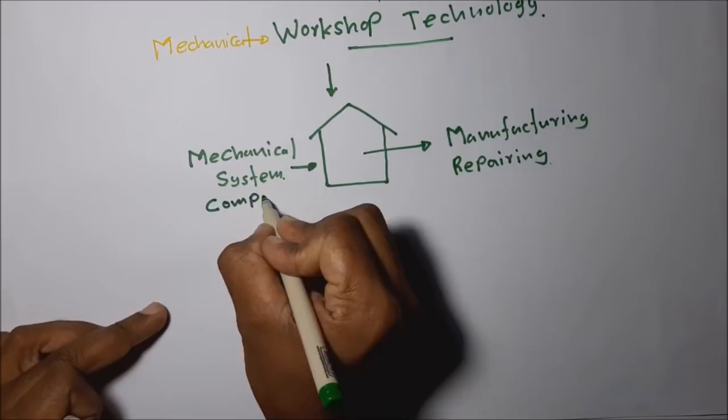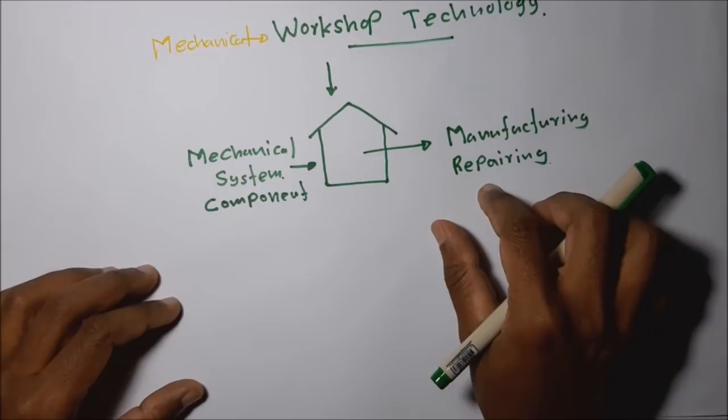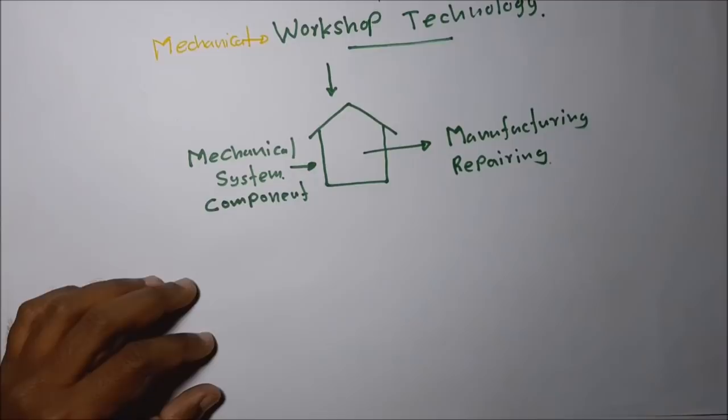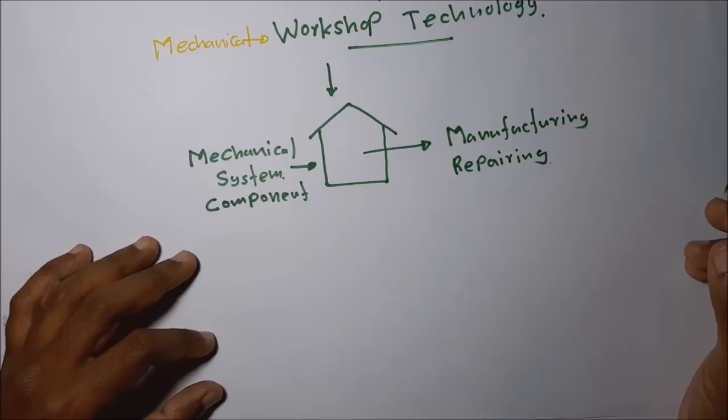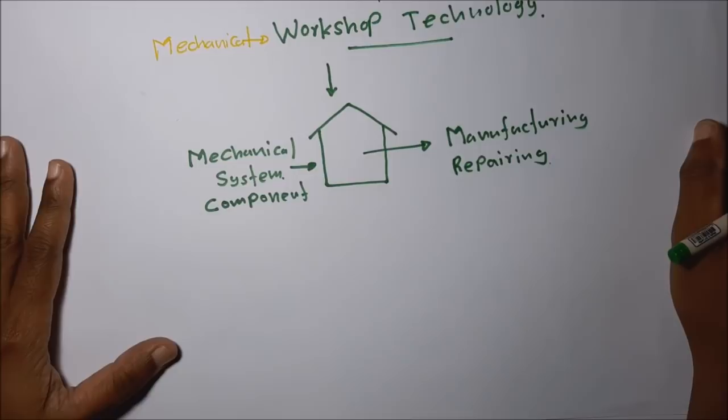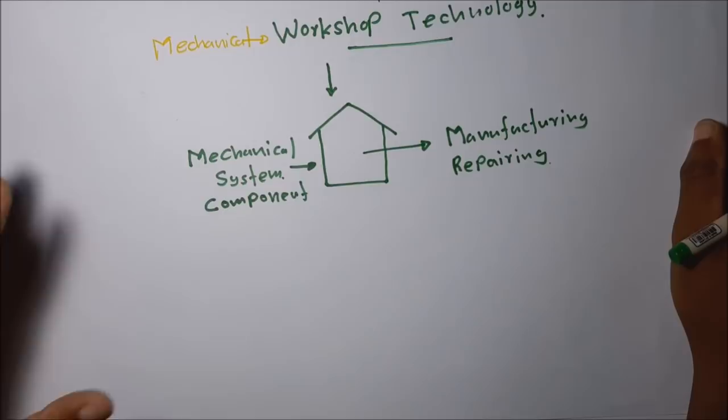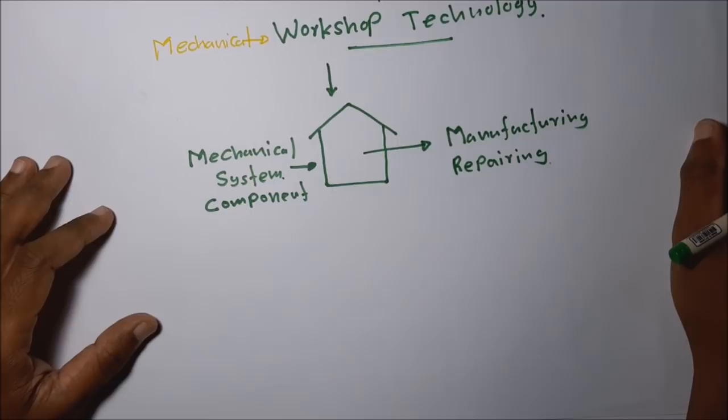Then the mechanical system component, manufacturing and repairing. What are the components of the mechanical system? If you take an automotive internal combustion engine, what are the components? Every mechanical system has a main structural component. If you take an automotive engine, what is the main structural component? Engine block. The engine block is the main structural component. All other components are mounted or attached to this engine block.